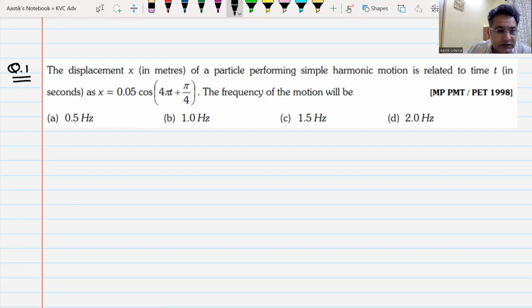What is the frequency of the motion? This is just to make you understand that simple harmonic motion and this wave equation are similar. The only difference is that in simple harmonic motion, we were only seeing the motion of one particle. Here we are seeing the motion of all the particles, and I will explain to you how that happens. So what is the frequency of this wave? What is the answer?